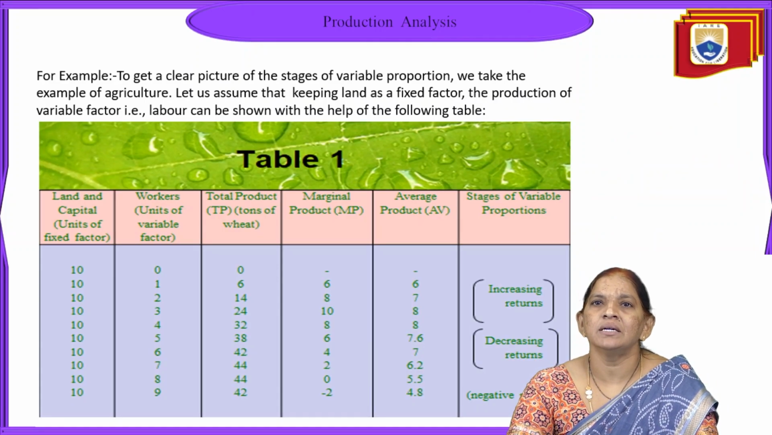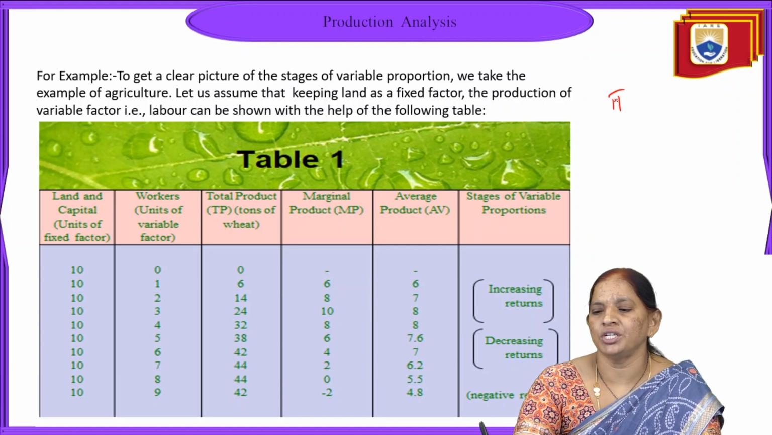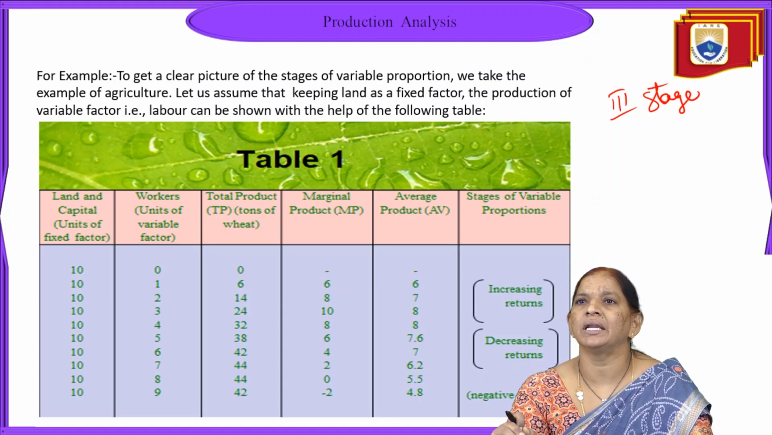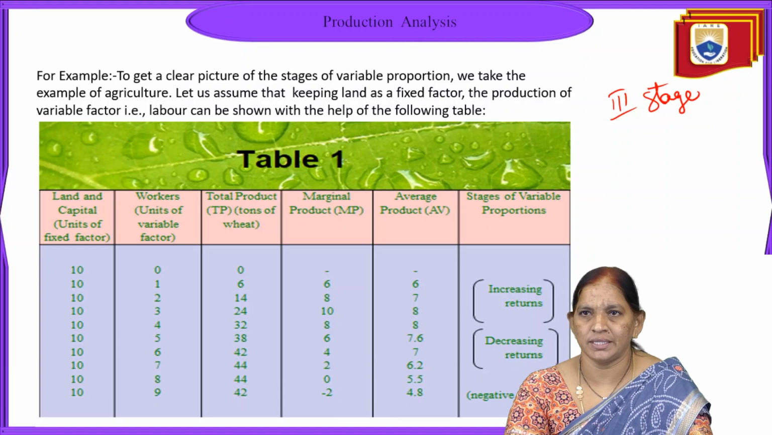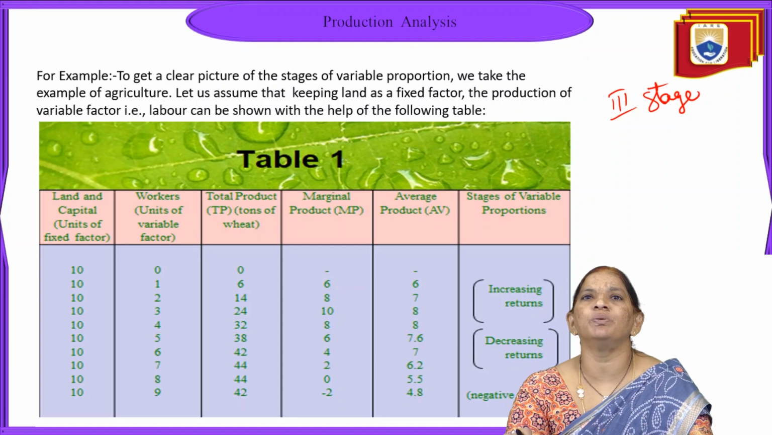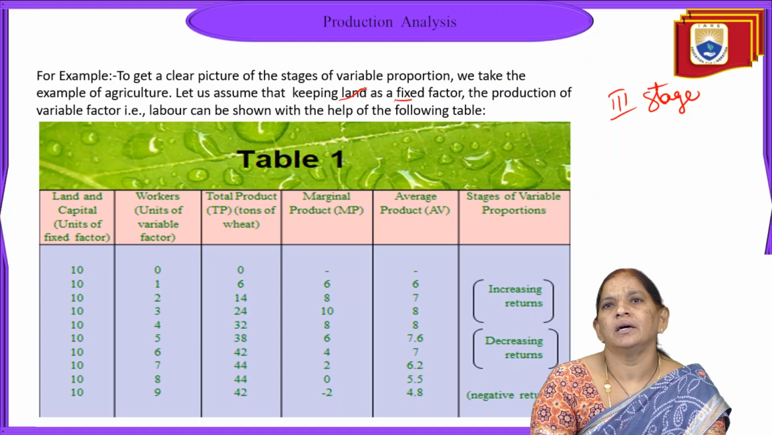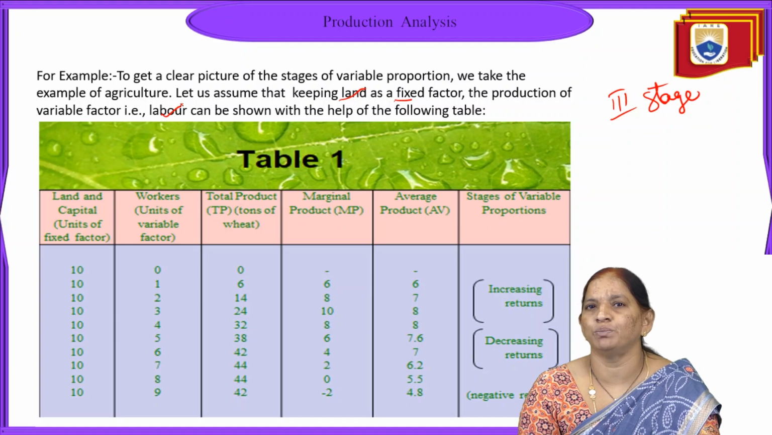So here, for example, to get a clear picture, I have already said that there are 3 stages of the law of variable proportion. As we have said, we are taking an example of an agricultural product. So let us assume that keeping land as a fixed factor, the variable factor, that is labor, could be varied. Means we have taken 2 factors: the fixed one is land, and the other is variable, which we'll call labor.